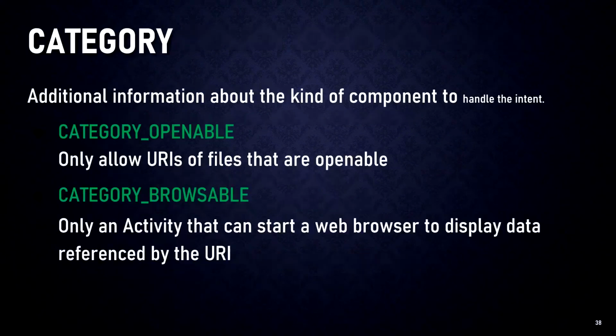Okay, before we go into this category stuff, we can practice the implicit intent first. Category means passing additional information about what kind of component can handle the intent. I think it's better if we switch to this one after we do the practice part for the implicit intent.